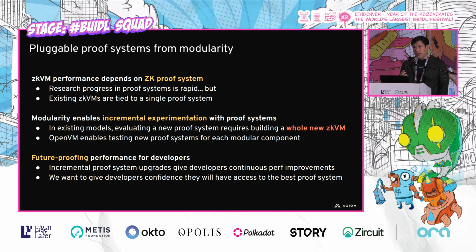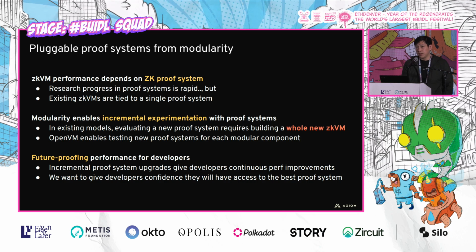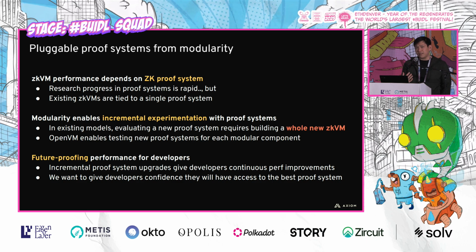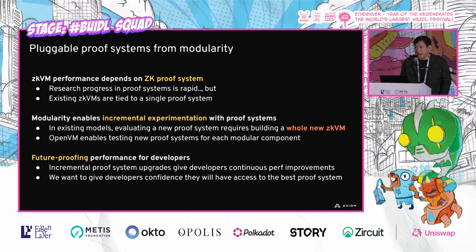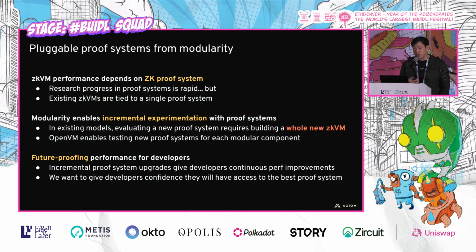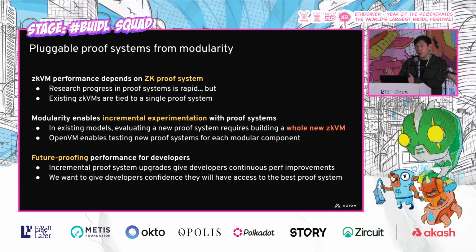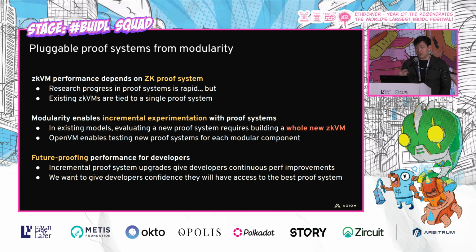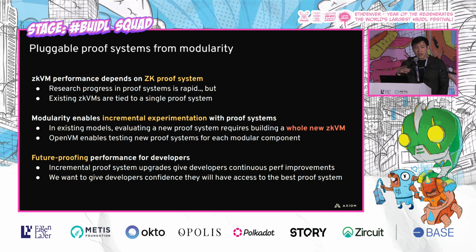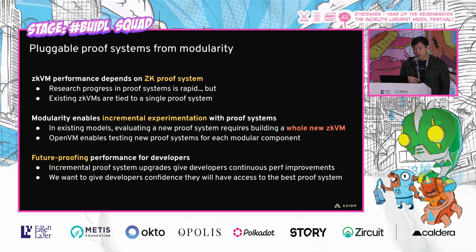Now, the way we enable that is to enable different parts of OpenVM to use different proof systems. In contrast to existing systems, where if you want to test out a new proof system, you pretty much have to rewrite a new zkVM from scratch, which takes many months of developer time and is not super practical. So in our model, we're able to take individual components, use a new and allegedly better proof system to prove them, and then benchmark the difference between that and the previous proof system that's used by default. And so that allows us to incrementally experiment with new proof systems and just incrementally upgrade OpenVM to use them.